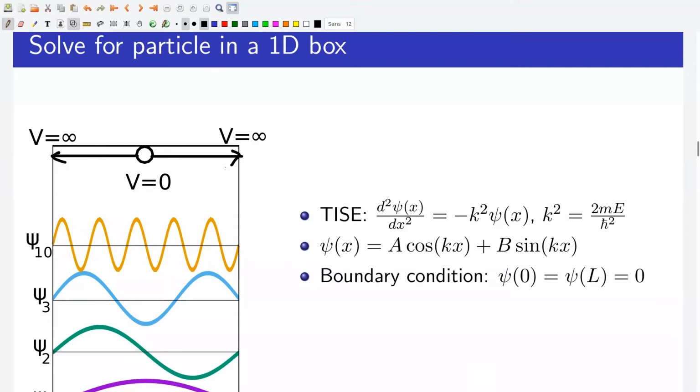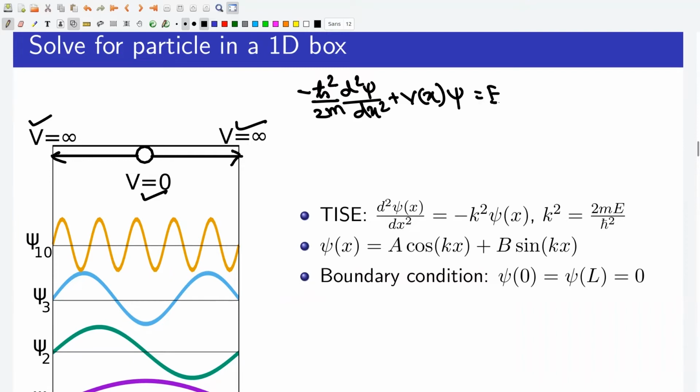Since the particle cannot escape from the box, we have infinitely high potential at the box edges. However, inside the box, the potential is 0. So let us write the Schrödinger equation, the time independent part of it: minus h cross square by 2m d2 psi dx square plus V of x psi is equal to E psi. And inside the box, V of x is equal to 0.